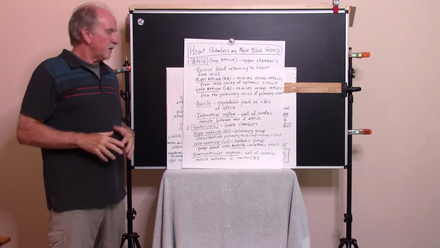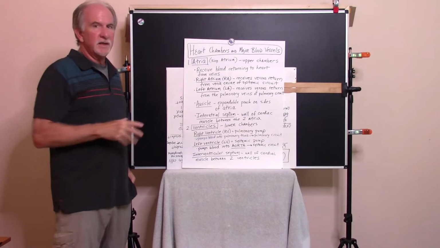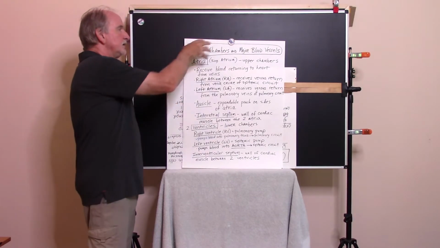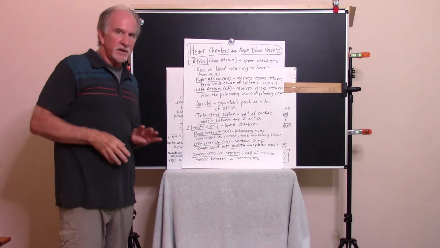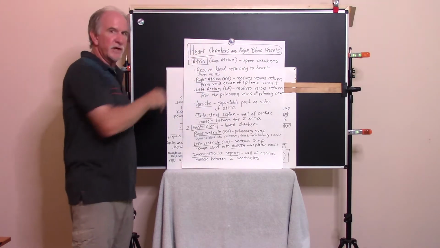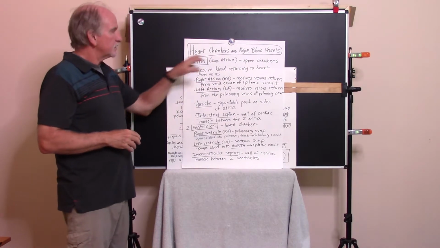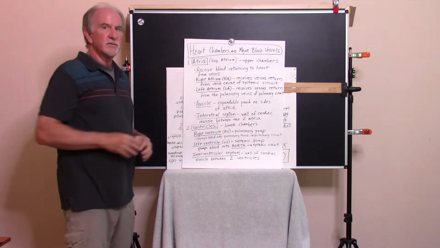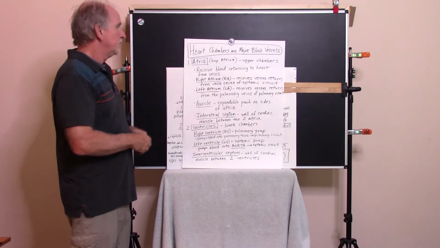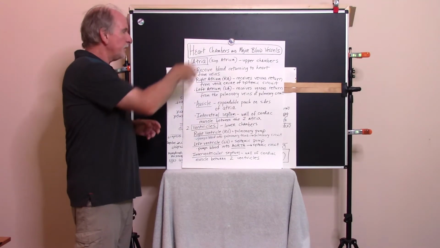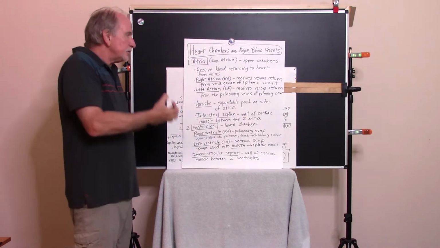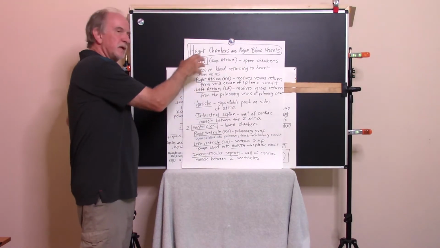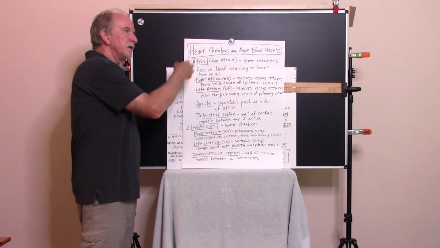So just a little bit about heart chambers and major blood vessels associated with the heart. The heart is four-chambered. There's two upper chambers called atria. The singular form of atria is atrium. And then two lower chambers called ventricles. The atria, or the upper chambers, receive blood that's returning to the heart from veins. There's an atrium on the right side and one on the left side.